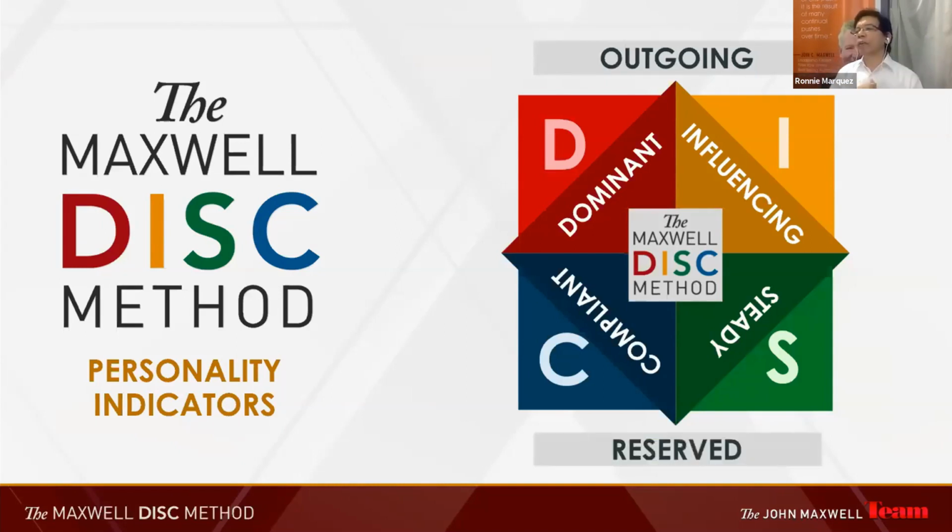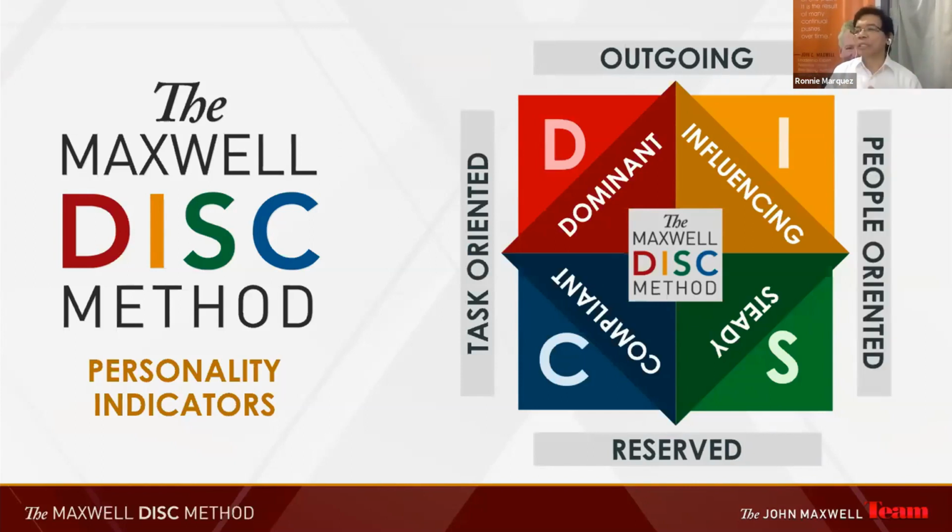Now, if you are a C or an S, you are more reserved, and you are hoping that the elevator is empty. I'm like that because I'm an S. But S is different from C. S would always think that I should be nice. But C, I don't care, because they are task-oriented. If you are a C, you are task-oriented and reserved. If you are a D, you are outgoing and task-oriented. If you are an I, you are outgoing and people-oriented. If you are an S, you are reserved and people-oriented. So these are indicators of your behavior, depending on your behavior.